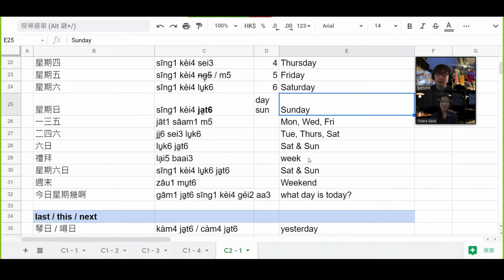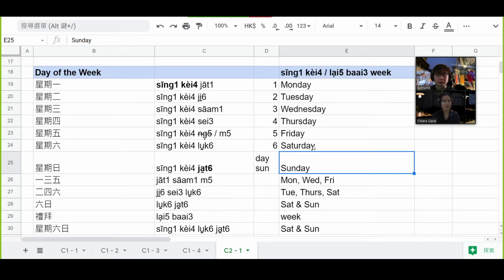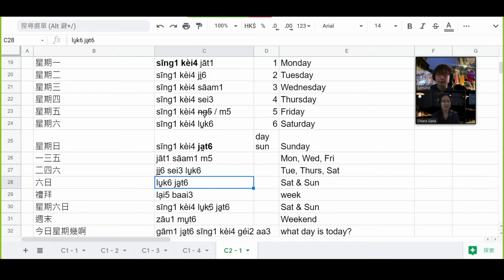And in Cantonese, if you want to list several days of the week, you can say it like this: Monday, Wednesday, Friday, we will be saying the numbers. So 一三五. Or if Tuesday, Thursday, Saturday, then you can say 二四六. And for weekends, we usually say 六日.